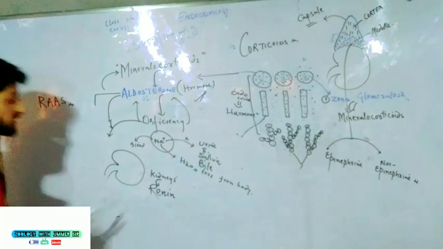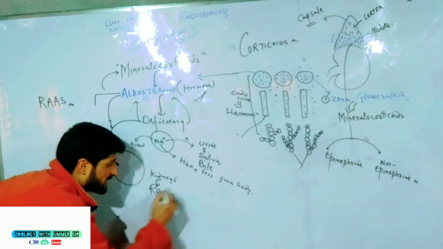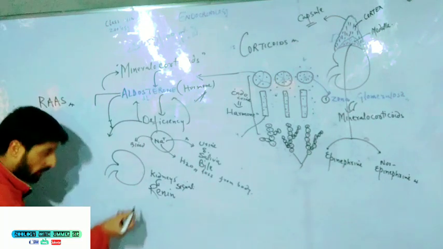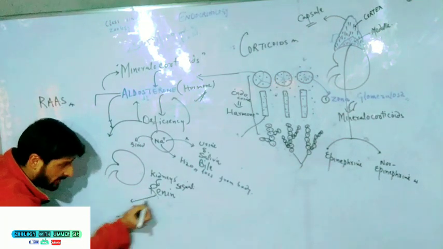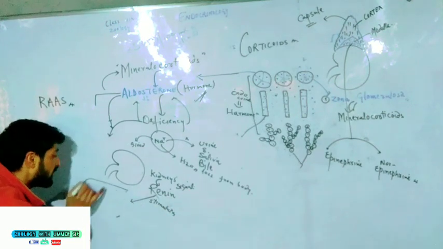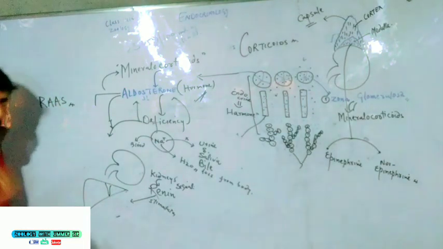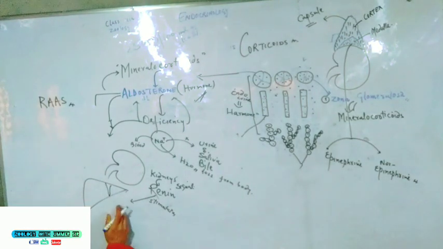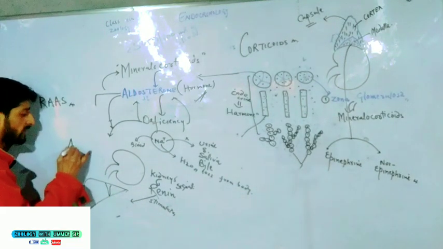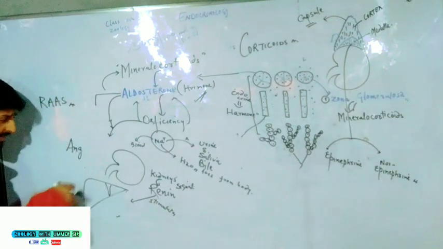That is a protein digesting enzyme. Here the kidneys produce a special signaling molecule known as renin. This renin then stimulates our liver. When the renin stimulates the liver, another protein, another substance, is formed. That substance we call angiotensin. Actually, angiotensinogen is converted into angiotensin.